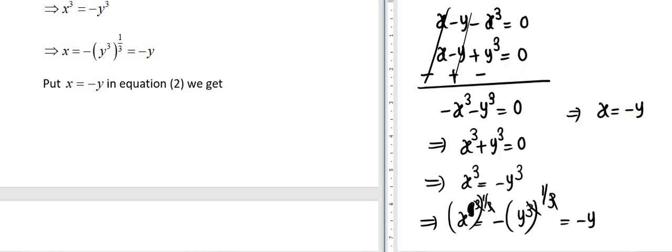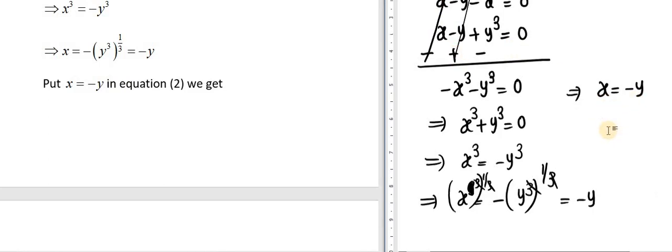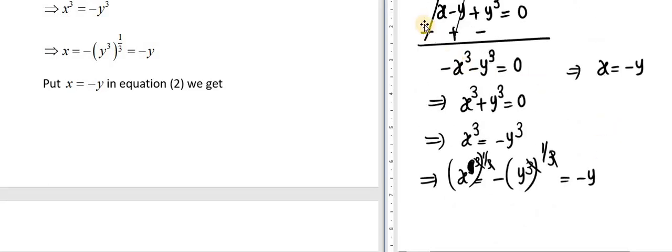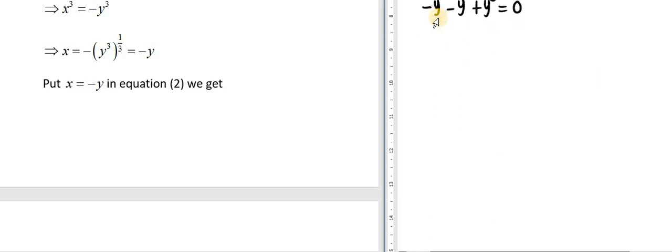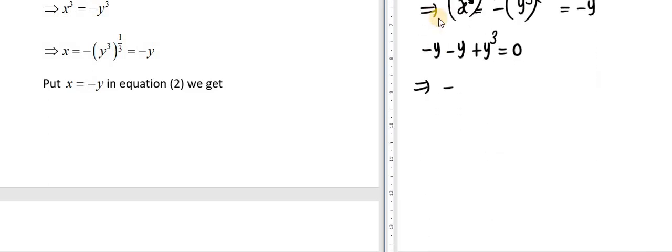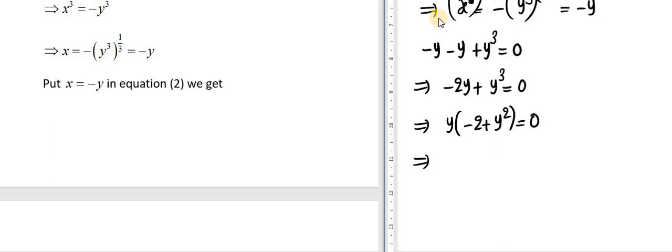Now put x equal to minus y in equation 2. That means we are going to get minus y plus y cube equal to 0. Implies minus 2y plus y cube equal to 0. Implies take y common: minus 2 plus y square equal to 0. Implies y equal to 0, y square minus 2 equal to 0.